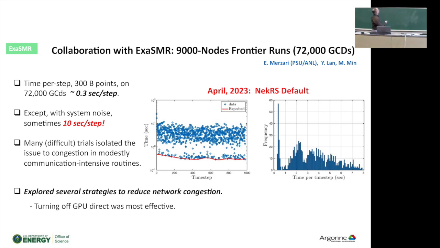So our initial runs on Frontier, now we're running not at 1,000 nodes, we're running at 9,000 nodes, so 72,000 ranks. And bad news here. Sometimes it's taking 10 seconds per time step. Usually it's kind of what we expect, 0.3 seconds per time step. But there's this big gap here.